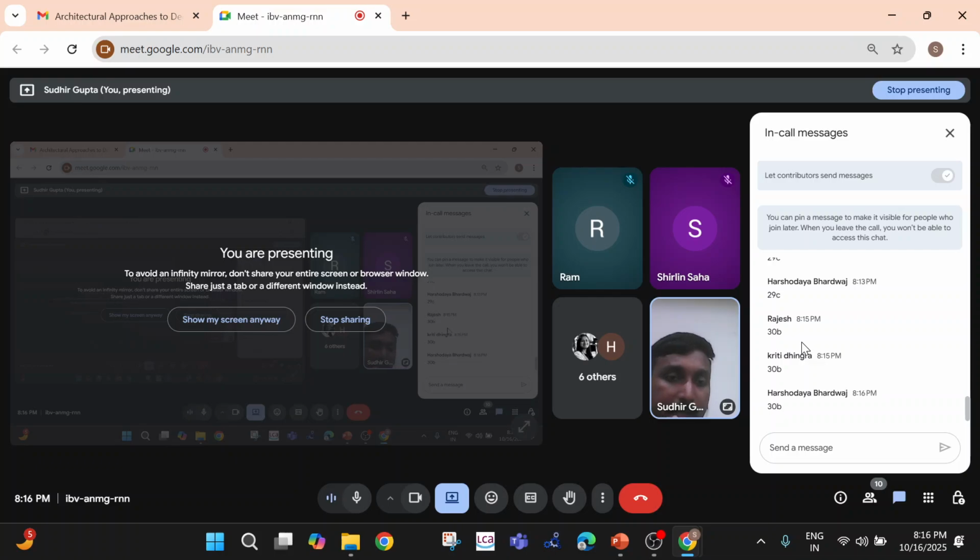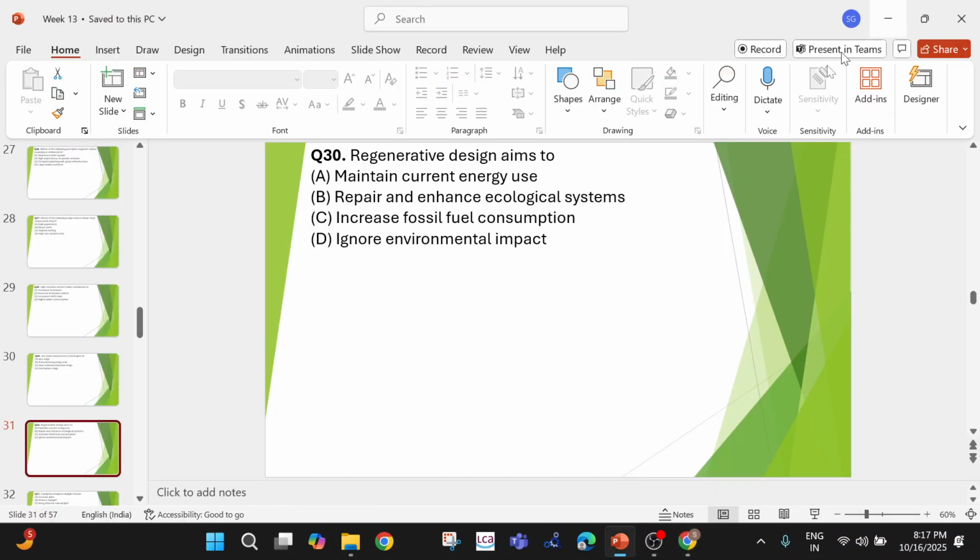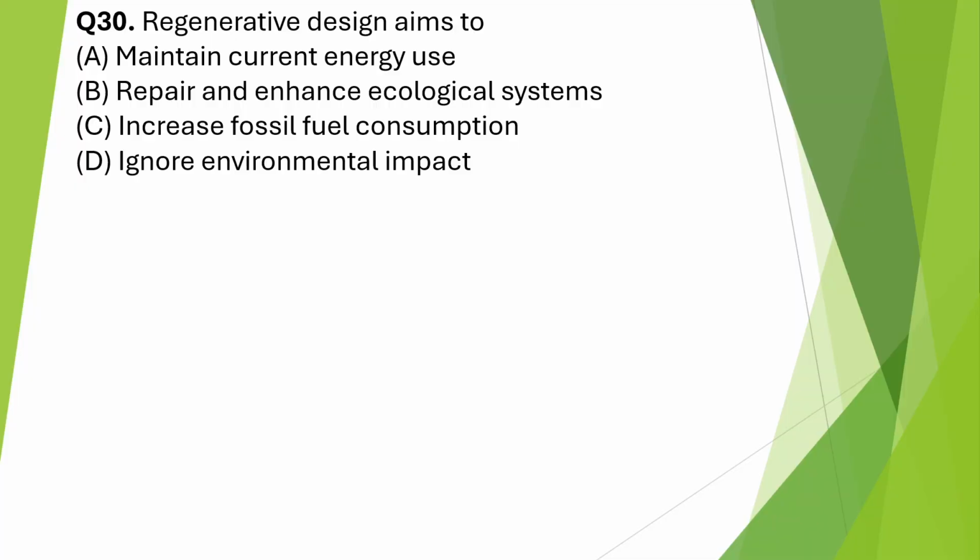It's good to see that, guys. All of your concepts are very, very good. Rajesh has led the answer for this question. He has led the team, but all of you are also correct. All of you will also get full marks. It's option B, that is, repair and enhance ecological systems. Regenerative design contributes positively to the environment, as you all know. That's why repairing and enhancing ecological systems will be the aim of regenerative design. So let us move to the 31st question and solve it.